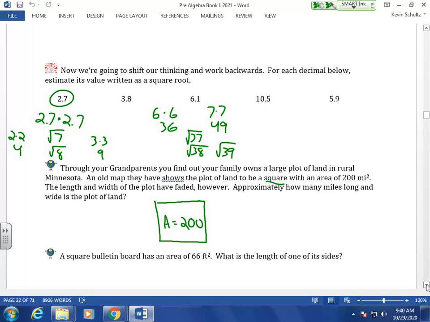Okay. And then lastly, a square bulletin board has an area of 66 feet squared. What is the length of one of its sides? Again, the fact that we're dealing with a square bulletin board is important. If you read these questions and you're thinking, I don't know what I've got to do here, remember what objective we're doing right now, right? What was the I can statement? I can estimate a non-perfect square. We started the lesson with areas of squares, so you can kind of refer back to that. But you're doing the same stuff, just in a real world context.